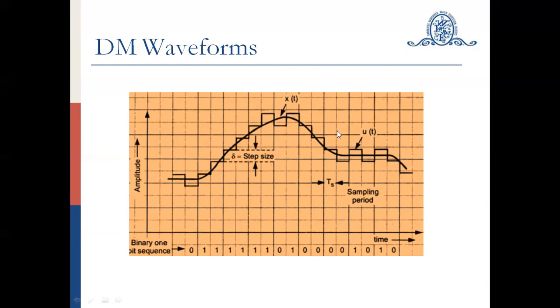So x of t is the analog signal and u of t is your approximated signal, which will follow the input signal. T is indicated here, that is the sampling period. So this is the delta modulated waveform, and the code which we are getting is 0, 1, 1, 1, 1, 1, 1. If the step size decreases, your output will be 0. If the step size increases, your output will be 1. So that much information is transmitted in delta modulator.